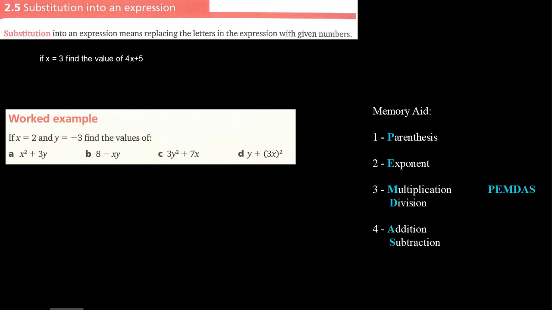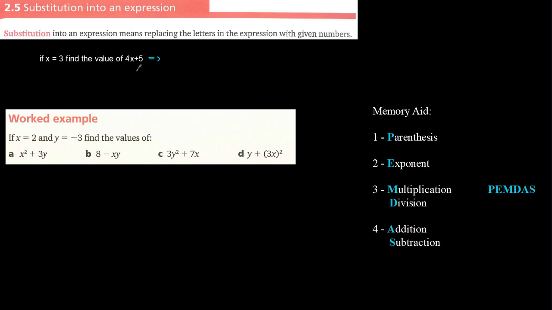Hi dear students, we are starting the third video about expressions: substitution into an expression. That's our title. Substitution into an expression means replacing the letters in the expression with given numbers, as you read here. If x is equal to 3, find the value of 4x plus 5 means, in this type of question, we are going to replace the x value by 3 in the expression 4x plus 5.